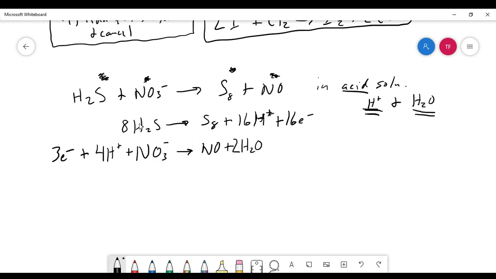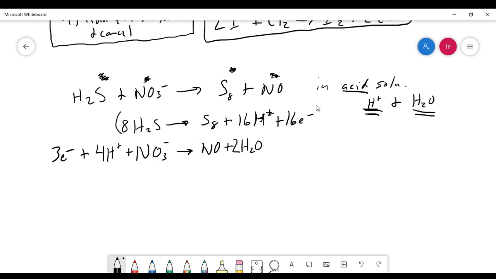So now we need to balance the 2 half reactions for the total number of electrons. If this is producing 16 electrons, they've got to go somewhere. They've got to go to this one. But this one only needs 3 electrons. So we need to find some common multiple of 16 and 3 in order to balance the electrons being produced and the electrons being absorbed.